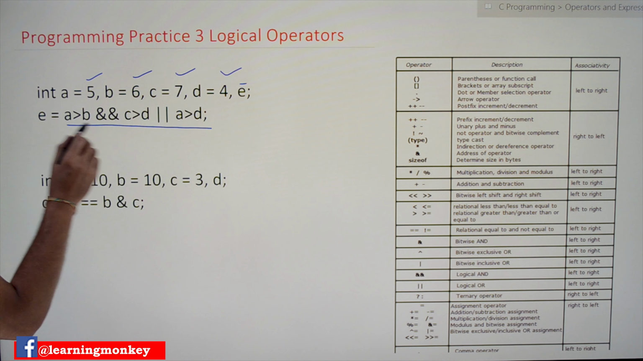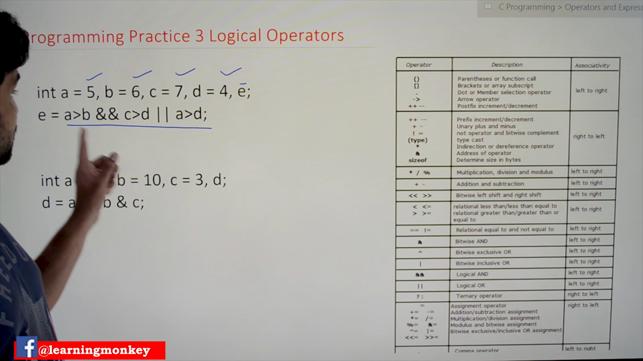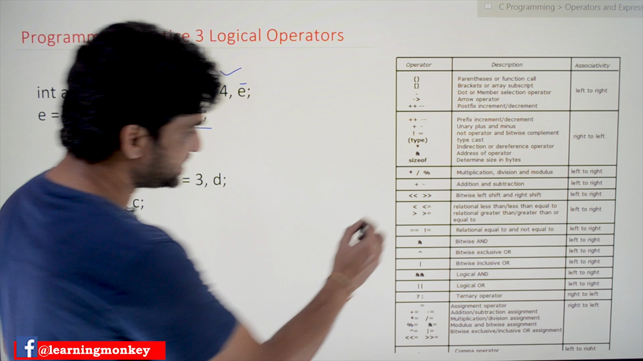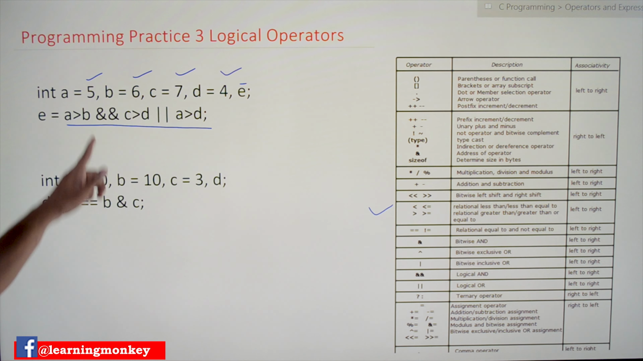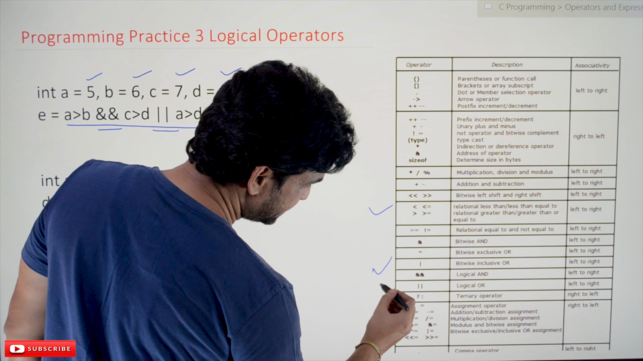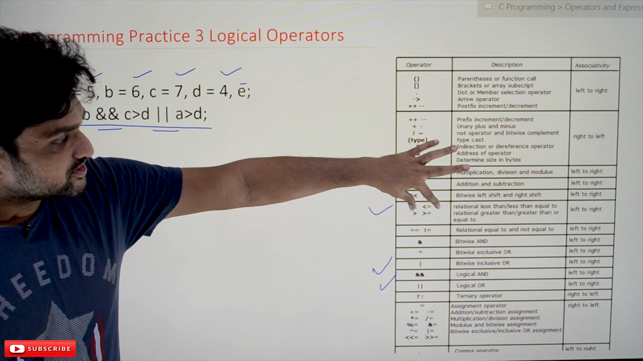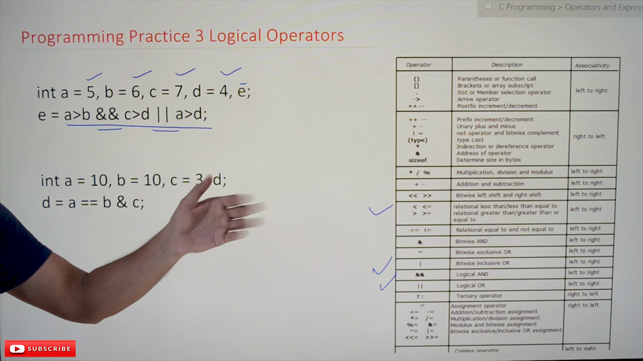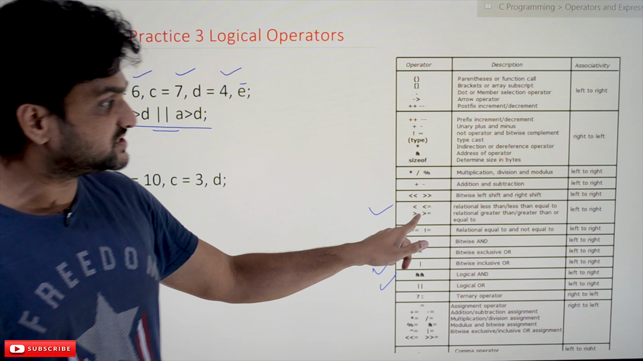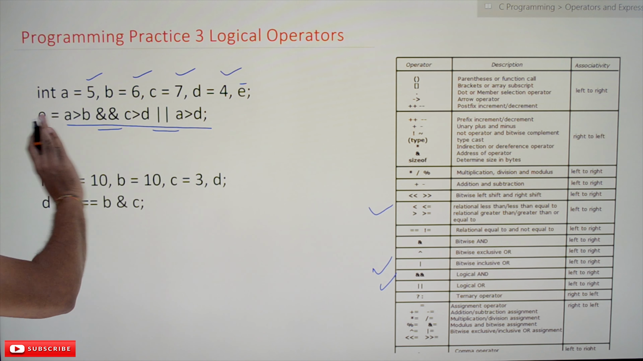So how will this get executed? Among these operators, which one is having the highest precedence? What are the kinds of operators that we have? One is comparison operators, and the next kind is logical AND and logical OR. So among these three operators, which one is having the highest precedence? The comparison operators have the highest precedence. It is greater than symbol. And as we have multiple comparison operators with the same precedence, the associativity is from left to right.